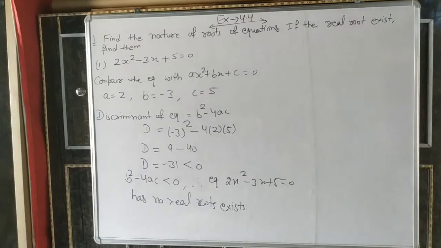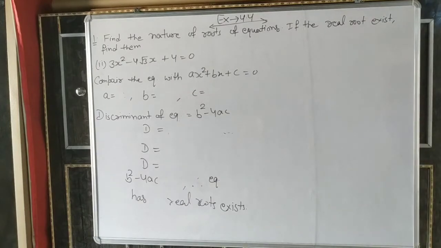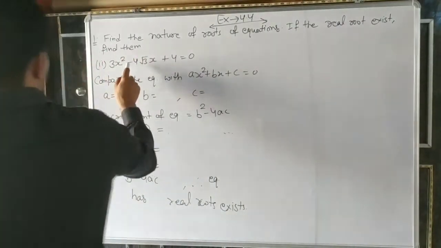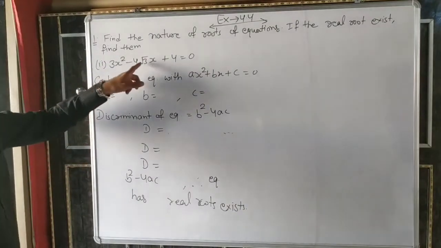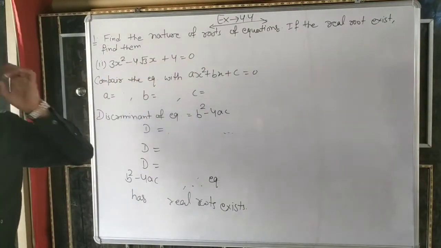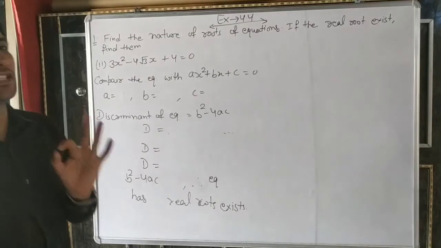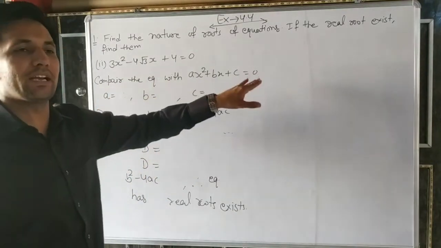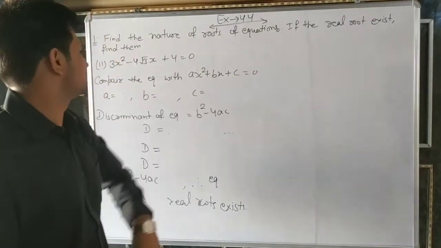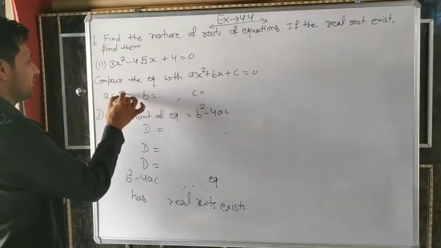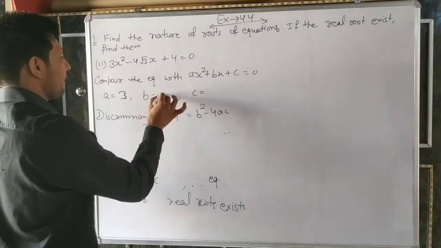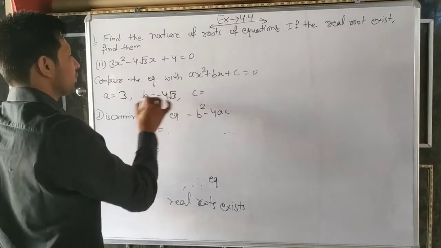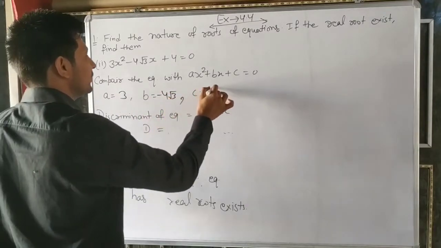Okay, note it down, dear. Now the second part of the first question. What is given? 3x square minus 4 into root 3 x plus 4 equal to 0. So we want to find the nature of roots. First compare the equation with ax square plus bx plus c equal to 0. A is how much? A is 3. B is minus 4 into root 3 and c is 4.